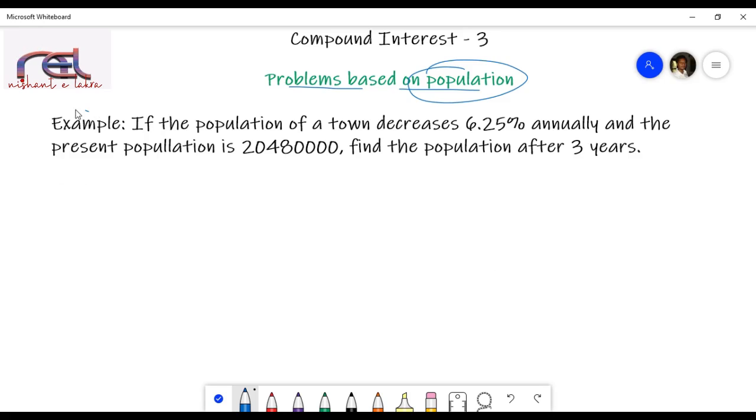Now let us see one example. Let us see how to solve a problem based on population. If the population of a town decreases, what is decrease? Decay factor, right?